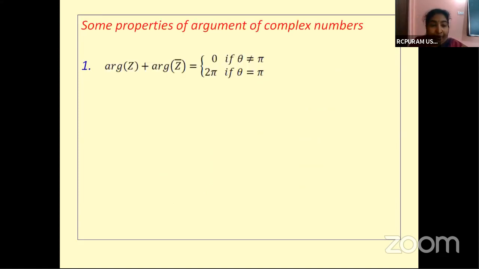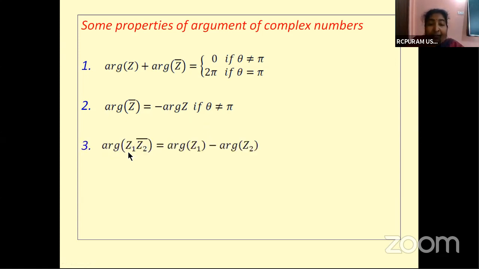We will see some properties of argument of complex numbers. Now, argument of z plus argument of its conjugate will be equal to 0 when theta is not equal to pi. When theta is equal to pi, then it takes the value as 2 pi. Now, argument of the conjugate is always equal to minus argument of z, if theta is not equal to pi. When theta is not equal to pi, this formula can be applied.